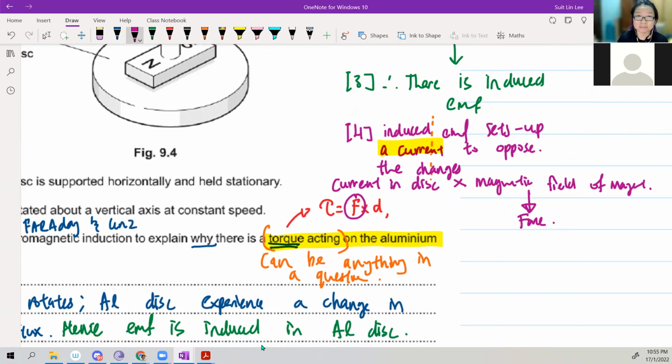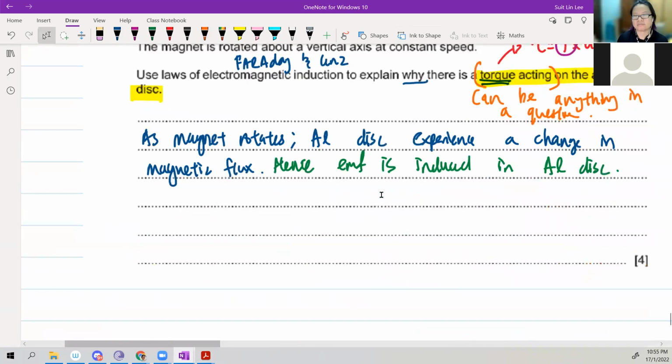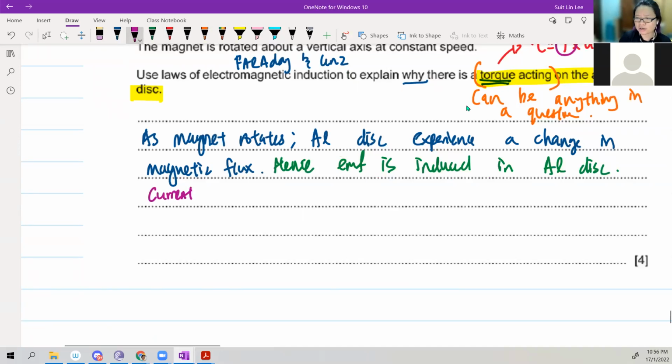So I think this is the hardest step, because you need to explain why there is a force. And when you have a force, then you can have a torque. You don't even need to explain the last one. Okay, so let's write down the purple part. Magnet rotates, this experiences a change in magnetic flux. Hence, EMF is induced in the aluminum disc. Okay, then the next part will be, because got EMF, got current, right?